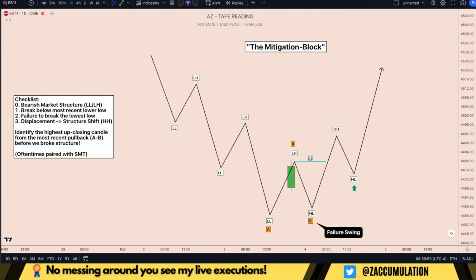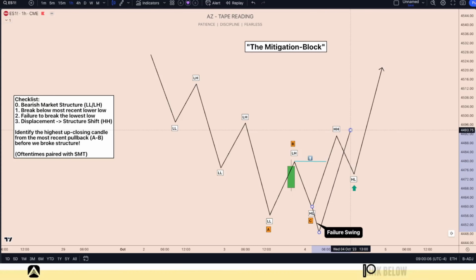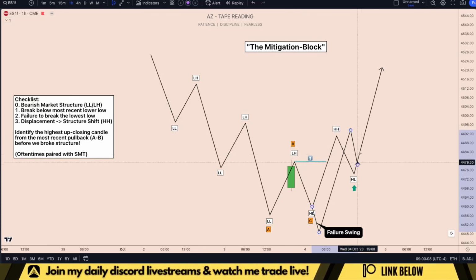With the breaker block, we would have swept A one more time, and then we would have seen our displacement, and then we get the retest, and then we continue. But with the mitigation block, we do not get this most recent sweep of the lowest low before we shift market structure. We fail to make a lower low, and this is really important.